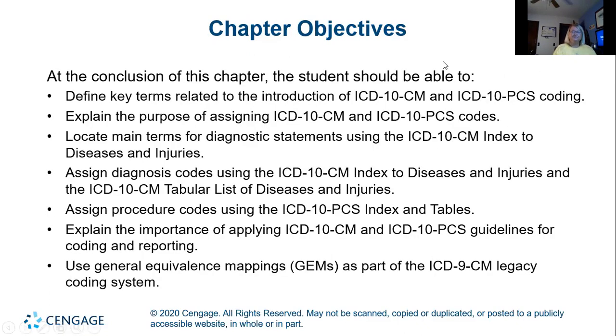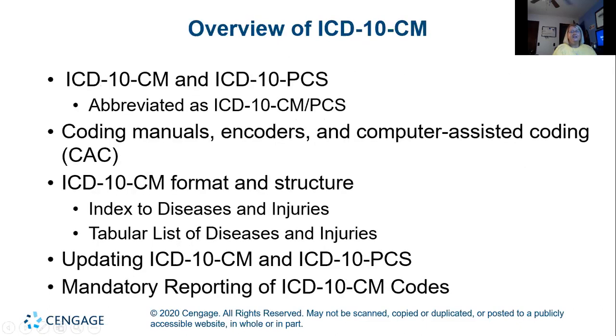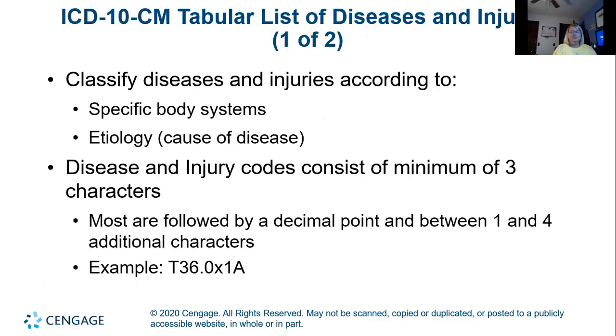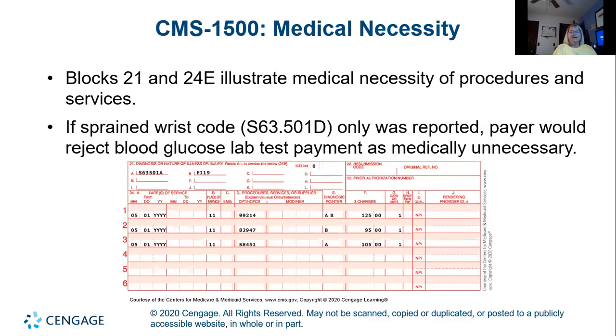But anyway, all right, so these are our objectives at the end of this chapter, what we should know, and we're going to move on to, okay. So this is an example of a 1500 claim form for a doctor, okay? Medical necessity, block 21. So block 21 is right here, and this is where our diagnosis codes go.